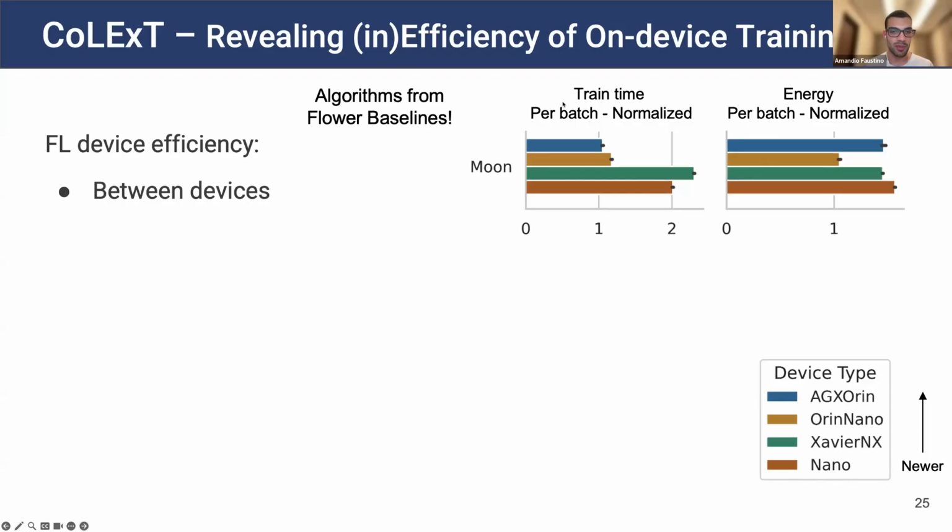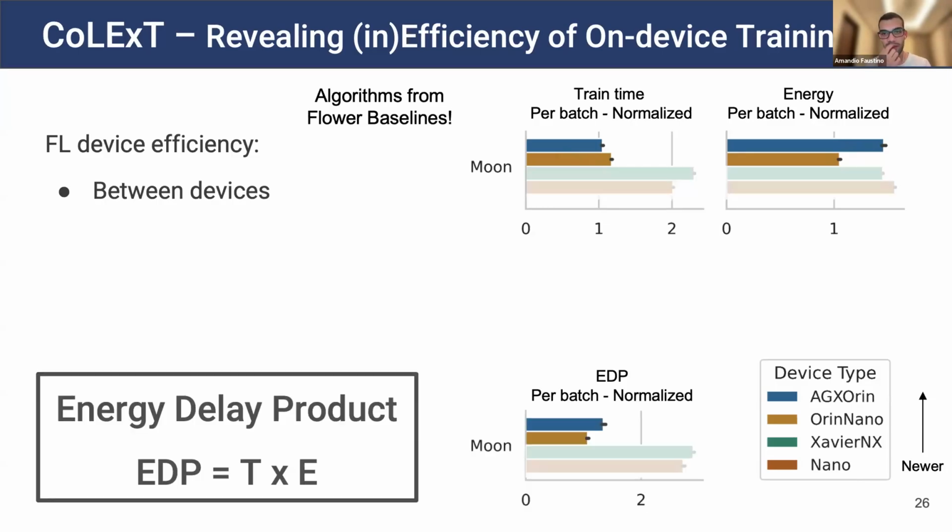And the results show that, as expected, the most powerful device is indeed the fastest in the setup. However, we actually see that it's not significantly faster than the second fastest, the Orin Nano. However, it's paying a disproportionate amount of energy to reach this small decrease in training time. And so with this, we start wondering, how can we actually quantify whether the decrease in training time justifies this additional energy cost? And this led us to consider a common metric in digital electronics called energy delay product.